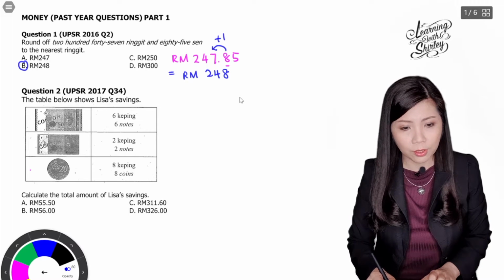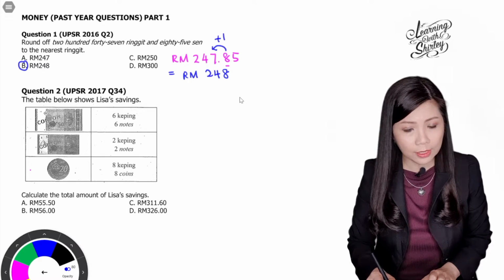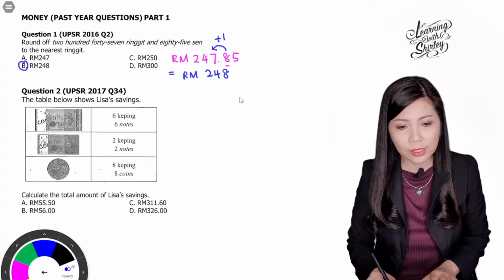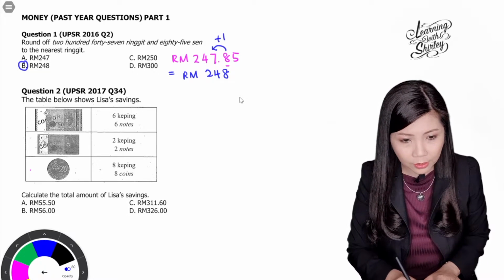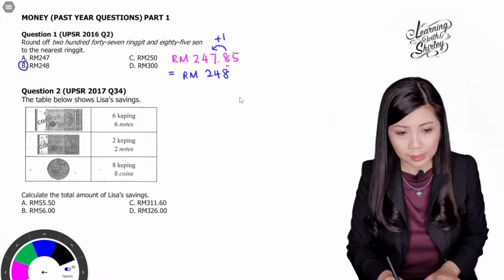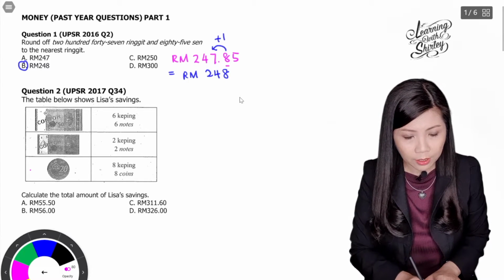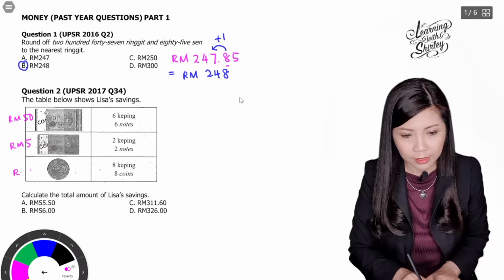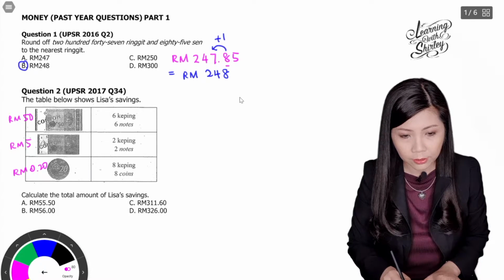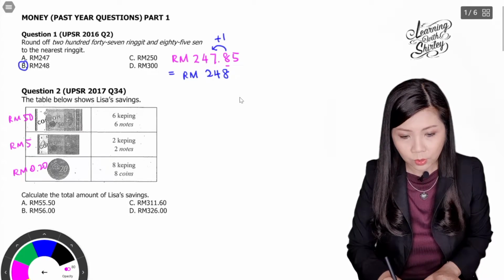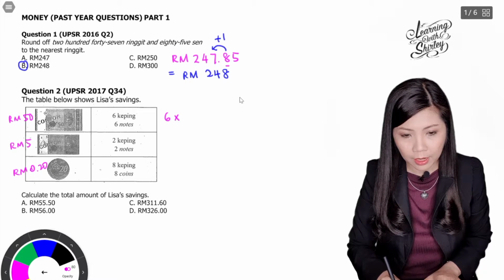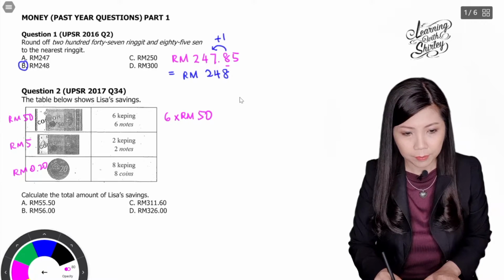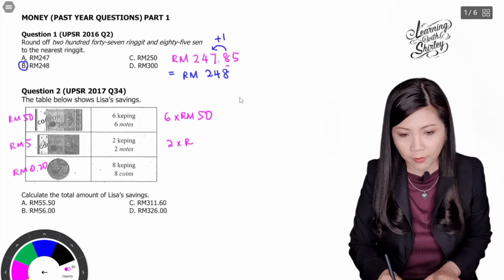Let's look at question number 2. This is in year 2017, question 34. The table below shows Lisa's savings. 50 ringgit, she has 6 pieces. So I'm going to write here, this is 50 ringgit, this is 5 ringgit and this is 20 cents. Let's calculate this. This will be 6 pieces of 50 ringgit, 2 pieces of 5 ringgit, and 8 pieces of 20 cents.